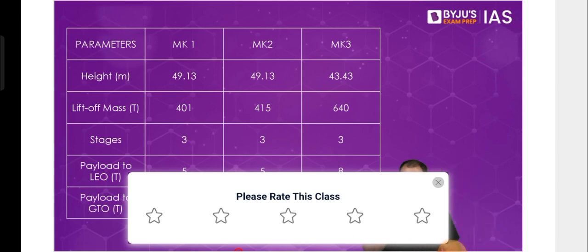Now if you look at Mark 1 and Mark 2, you'll find that the data for Mark 1 and Mark 2 are very, very similar. Correct? The height is similar, the number of stages is exactly the same, the payload carrying capacity is exactly the same, the lift-off mass also is almost the same. Not a lot of difference there. But compare that to Mark 3. What you see with Mark 3 is that the height is different, the lift-off mass is very high, and the payload carrying capacity is also much higher.